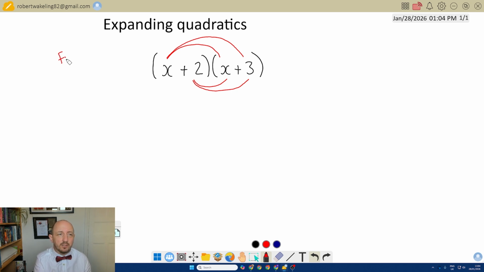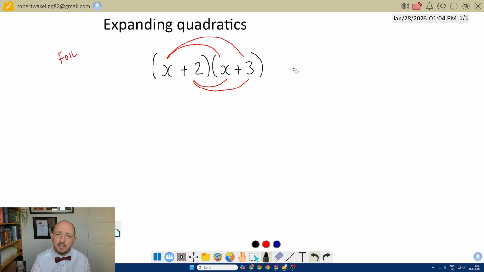And we often learn FOIL, first, outside, inside, last. If you want to do that, the first 2, the outside 2, the inside 2, and the last 2. But really, you just have to remember that you make all 4 combinations. So start with that x, and you multiply it with this x, and then the 3, and then move on to the 2, and multiply it by x, and multiply it by the 3. So let's do that in order.